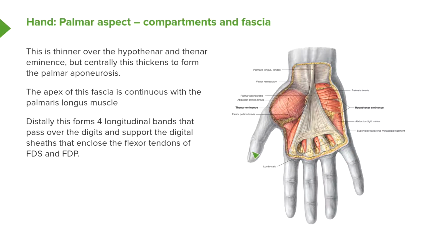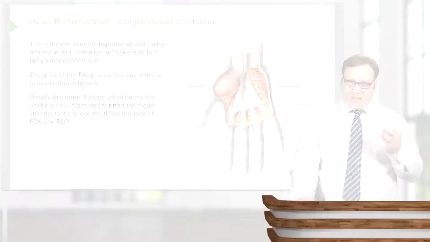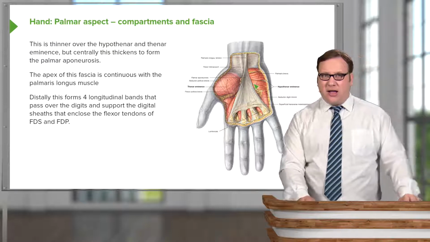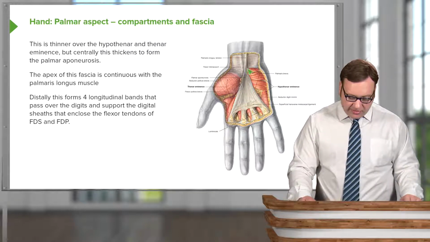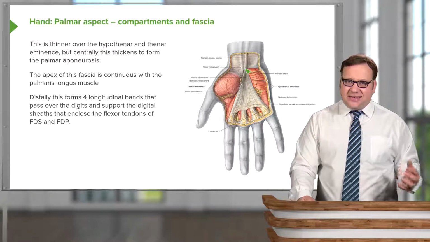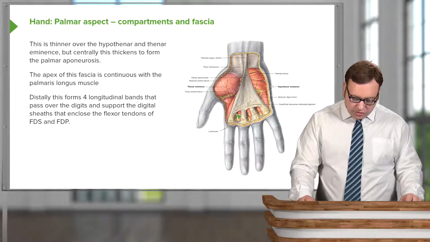Let's have a look at the palmar fascia first of all, and look at the palmar aponeurosis. And we can see that the palmar aponeurosis is running over the whole palm, but it is actually thin over the hypothenar and the thenar eminences. So it's thin laterally, it's thin medially, but it thickens centrally, and this is where we have this triangular shaped palmar aponeurosis. The apex of the palmar aponeurosis here is continuous with the palmaris longus muscle, as I mentioned, and distally it forms 4 longitudinal bands.